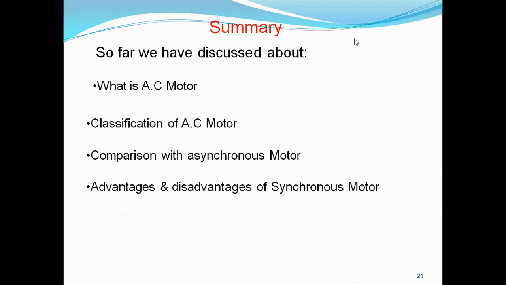Another disadvantage, which we covered just now, is hunting. What is meant by hunting? Hunting occurs when the supply frequency is changing, or the load connected to the motor is changing. When the load is changing, automatically the speed is changing. Because of that, hunting is produced. What happens when the hunting is more? That means the speed is increasing, decreasing, increasing, decreasing. It comes out of synchronism, and the motor stops. So those are the disadvantages of the synchronous motor.